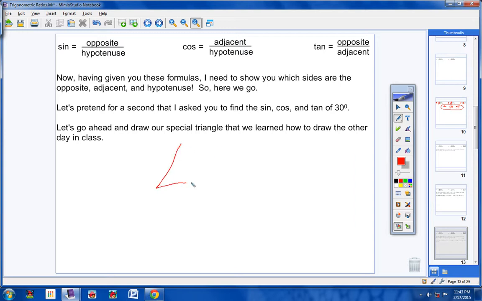Let's review, okay? We draw us an equilateral triangle. Got it? So 60, 60, 60. And we dropped an altitude straight down, remember? And we said all of these sides were 2, 2, and 2. So that means this side here is 2, and this length from here to here is 1. This angle is 60, and this angle here was cut in half. It's 30.